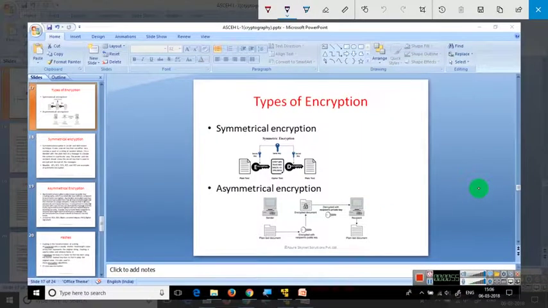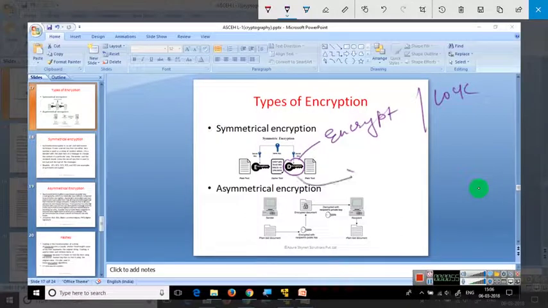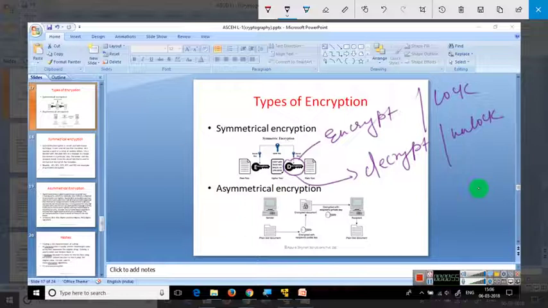With the help of this key only, you are able to encrypt the message or lock the door as well as decrypt the message or unlock the door. So only one key is used to encrypt as well as decrypt. This is called symmetric encryption. It's the most commonly used type of encryption.